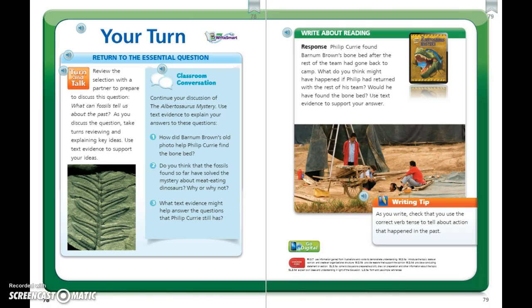Now turn to pages 78 and 79. Have a conversation with your learning adult at home. You are going to be writing a response based on the Albertosaurus mystery and what Philip Currie found. Don't forget to take a look at the writing tip before you get started.